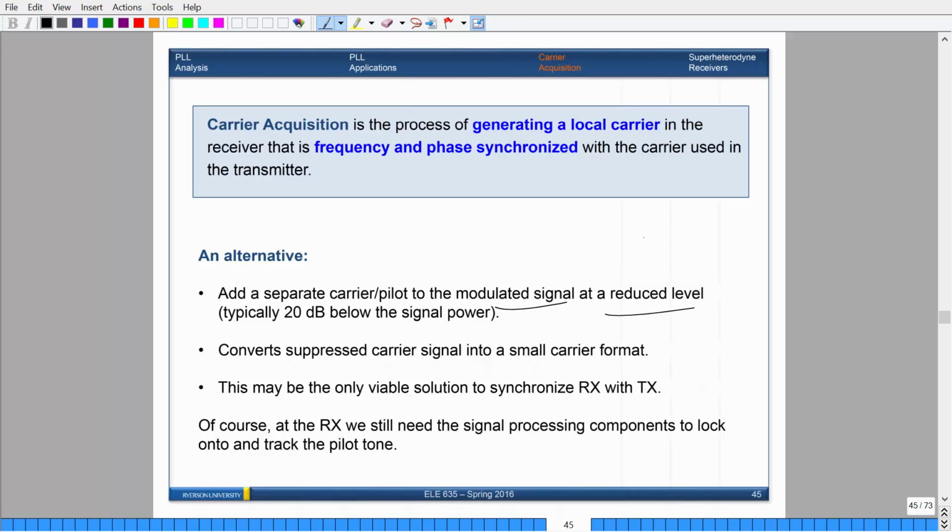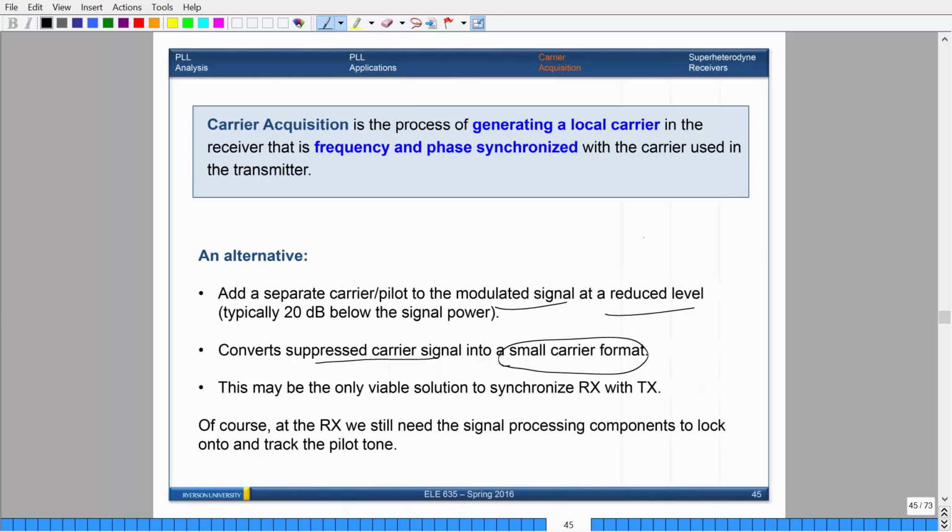So remember what the spectrum looks like. You have your message, plus minus the carrier frequency, and you have an impulse that is centered at your carrier frequency. But you make the height of that impulse as small as possible so that it looks like double sideband suppressed carrier, but it's actually amplitude modulation instead. Okay? So it converts the suppressed carrier signal into a small carrier format. This is basically AM, but the carrier is very small.